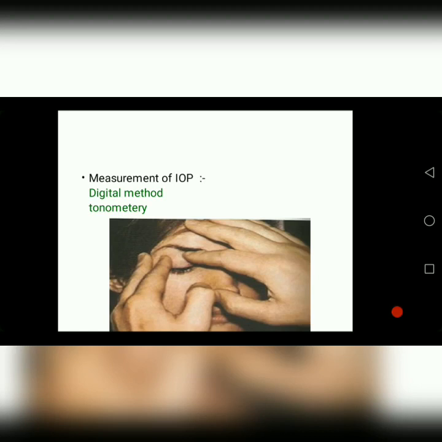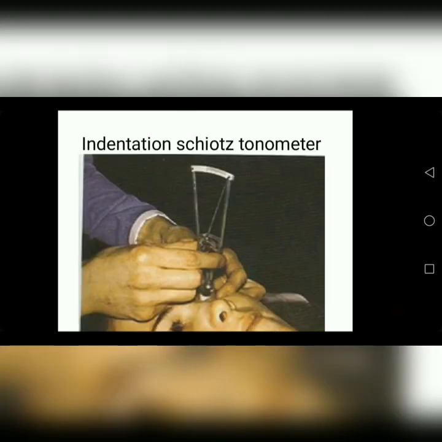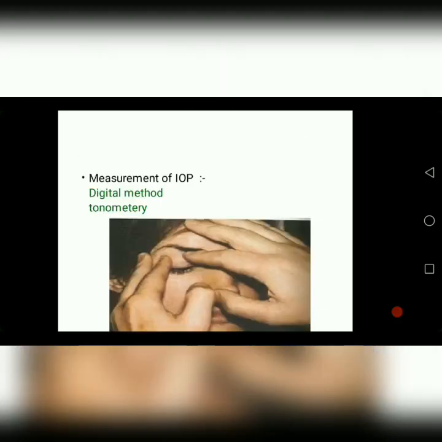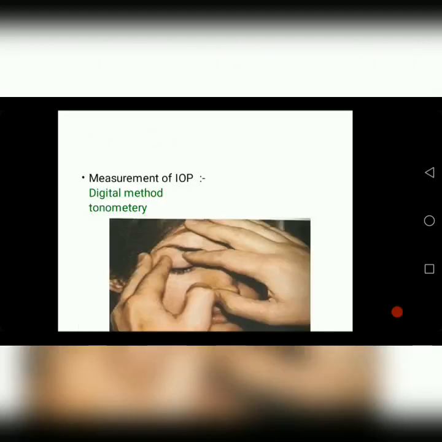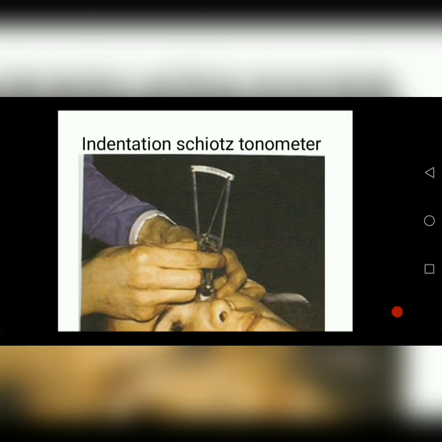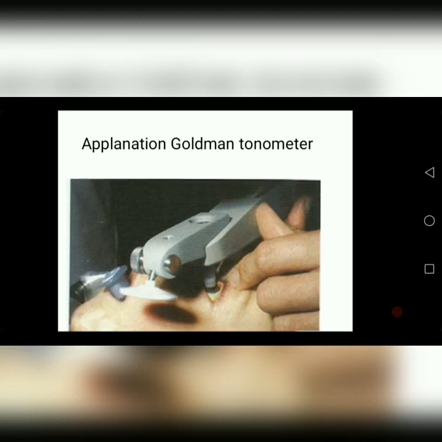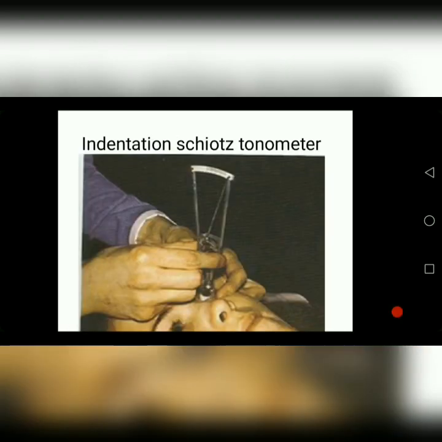How can we measure the intraocular pressure? We have two methods. The first method is the digital method, and the second is tonometry. The digital method is done by applying pressure with one finger while the other finger feels the consistency, as we feel the consistency of any lump or tumor. The second method, which is the most accurate, is tonometry. Tono means tension, metry means measuring. It has two methods: indentation, the Schiotz tonometer, and applanation, the Goldmann tonometer.